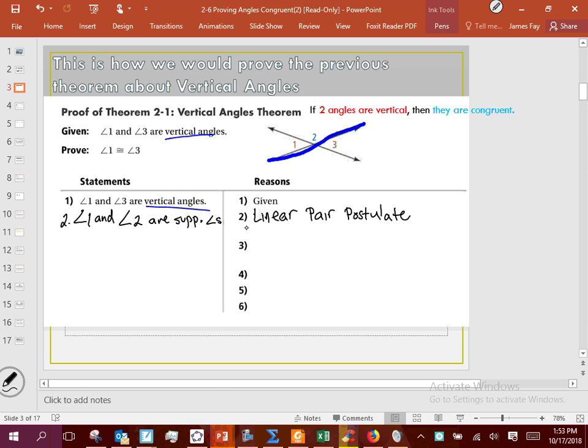Which I'm just going to write down here what that linear pair postulate actually says. It says if two angles form a linear pair, then they are supplementary.